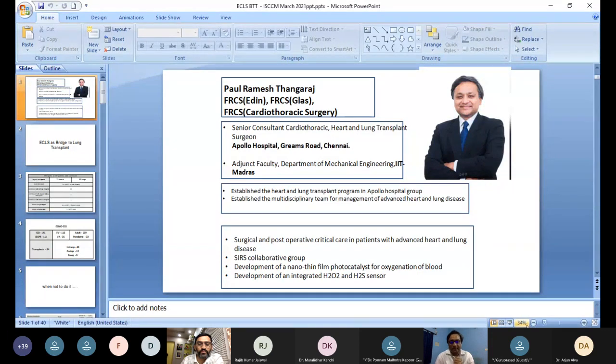Thanks for the opportunity. I've been asked to speak about ECLS as a bridge to lung transplant. Let me start by talking about our experience with it. Out of the 234 or so organs in 127 patients, that's heart, lungs, and lungs combined, we have done about 11 cases of bridge to lung transplant. Out of the 11, we have done about 7 cases on ECMO and about 4 cases on the ventilator so far. Our outcome with bridge to lung transplant on ECMO is around 57% survival to discharge.